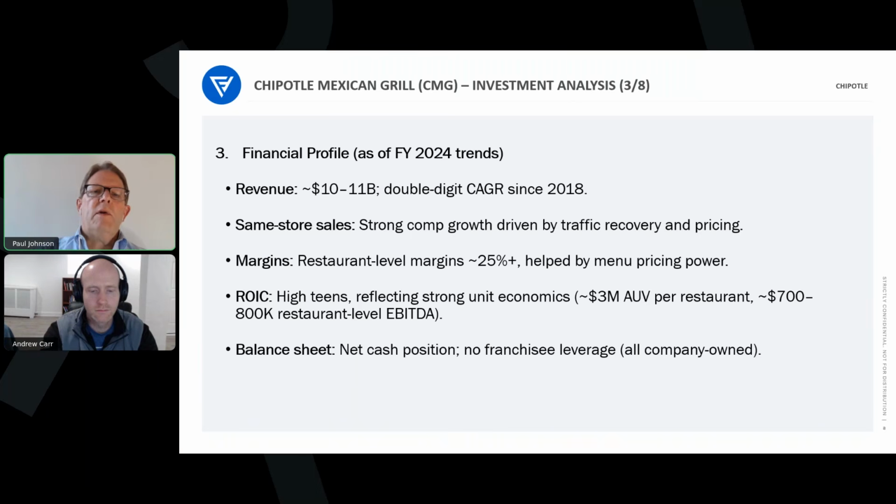Restaurant level margins, 25 plus. That's out of context because I don't know if that's good or bad. I don't know restaurants that well. Helped by menu pricing power. I'm going to write that down. Do they really have pricing power?